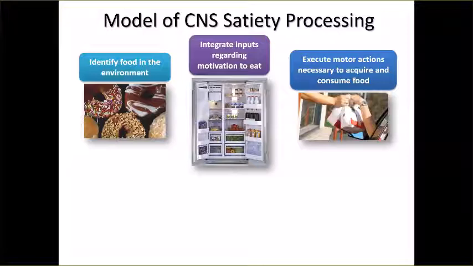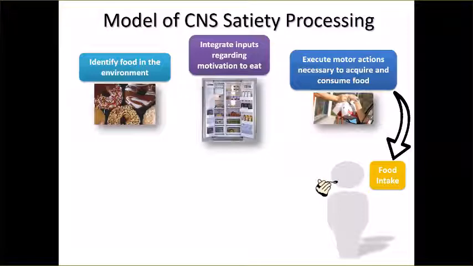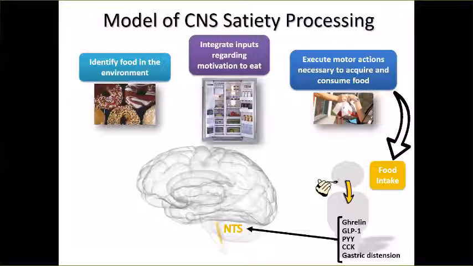Once that occurs and you consume the food, there is a cascade of signals that include falls in the orexigenic hormone ghrelin released in the stomach, rises in GLP-1, PYY, and CCK from intestinal sources, as well as a sense of gastric distension. And all of these act via vagal afferents and synapse in what's called the nucleus of the solitary tract, which is in the hindbrain.